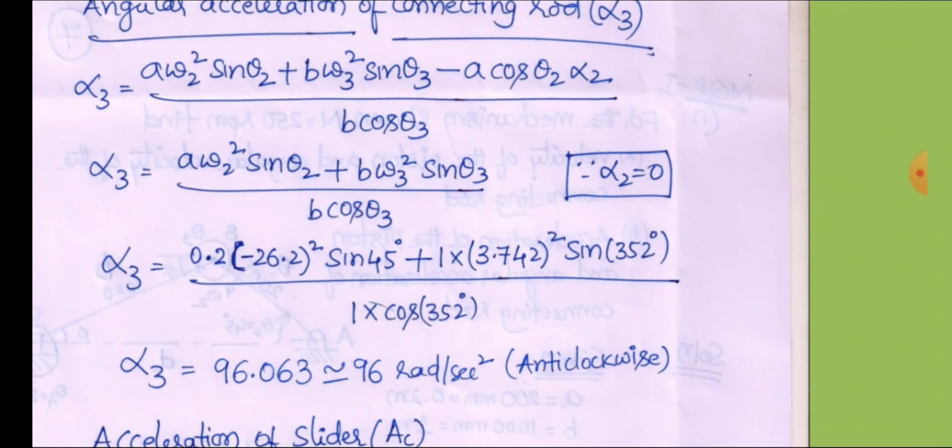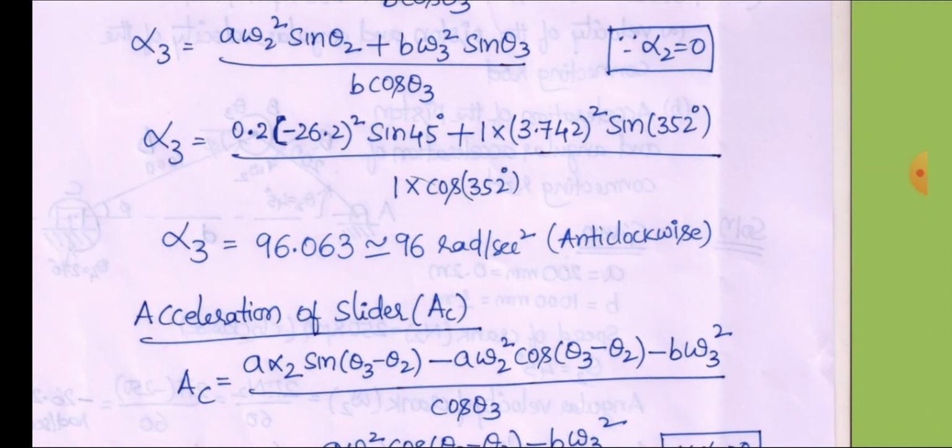Now substitute. A is 0.2, omega 2 is minus 26.2 whole square into sin theta 2, which is sin 45, plus b is 1 into omega 3 square, which is 3.742 whole square, into sin theta 3, which is sin 352, divided by b cos theta 3, where b is 1 into cos 352. If I simplify, I am going to get alpha 3, which is the angular acceleration of the connecting rod, 96.0 something. I just rounded it off. So 96 is the angular acceleration.